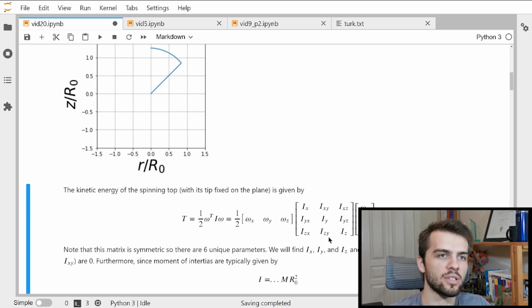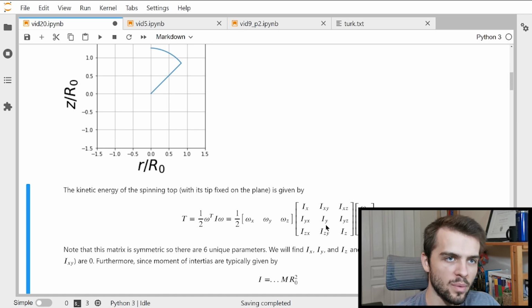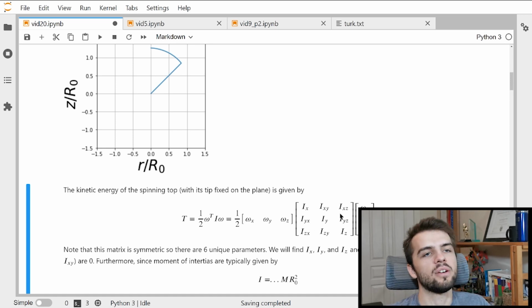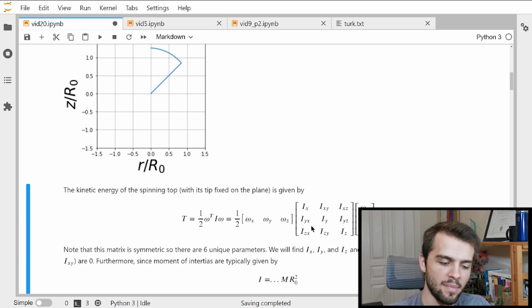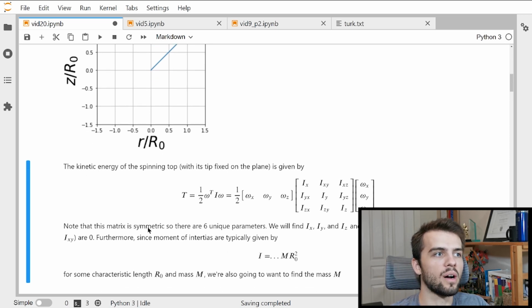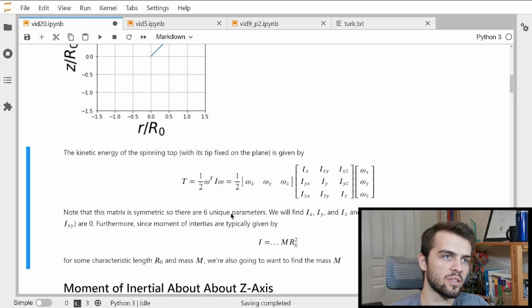But what you really want here is all the coefficients of this matrix. And so what I'll show you in this analytical part of the video, for a cylindrically symmetric volume, is how to find this matrix here. And so first of all, note that the matrix is symmetric. So there are 6 unique parameters, right? Because Ixy is equal to Iyx. So really I only need the top 6. And what I want to do here is I want to find Ix, Iy, and Iz.